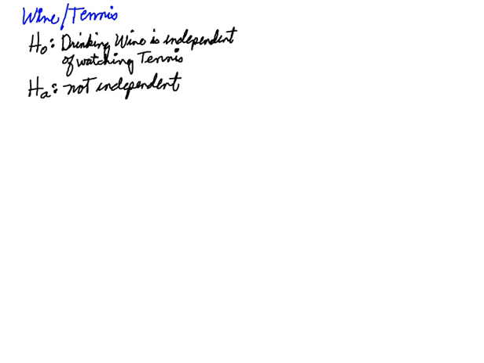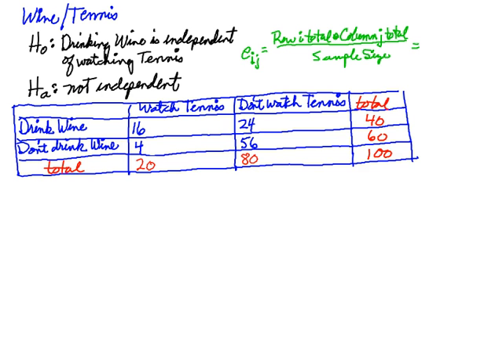Now I want to get my collected observed frequencies and put them into a table. Okay, and I've also included the totals in the table and my formula for calculating the expected frequencies. I have the observed frequencies, the 16, 24, 4, and 56, but I need the expected frequencies. So in exactly the same way that I was performing these calculations when we were doing the test of equality, I'm going to do the same here for the expected frequencies.